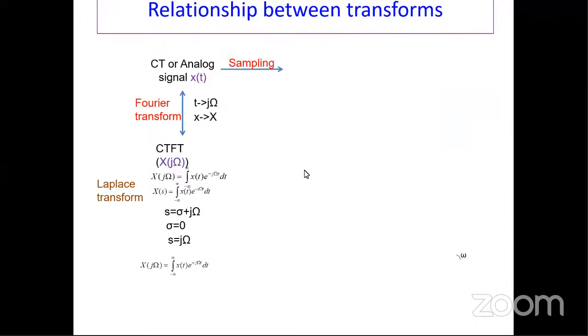Now comes the next thing. If you sample this signal x of t, you will be able to get the discrete time signal. And then if you take Fourier transform, it is called a discrete time Fourier transform. What is more important is you are moving from continuous time to discrete time. You are going to sample the signal, meaning you are taking specific instants of time, so that you are replacing t by n into T.